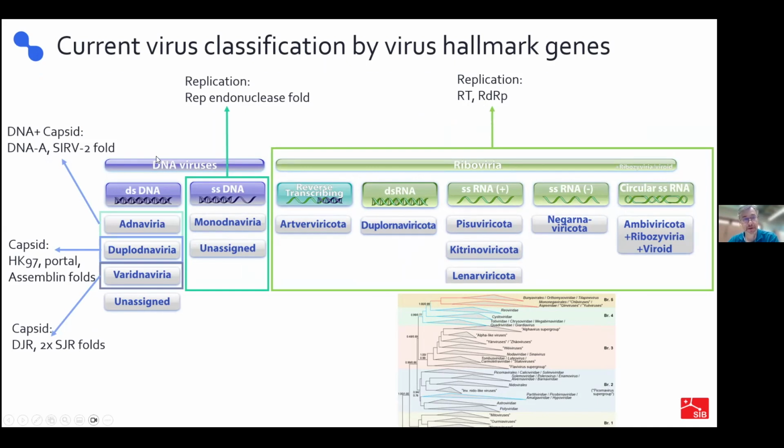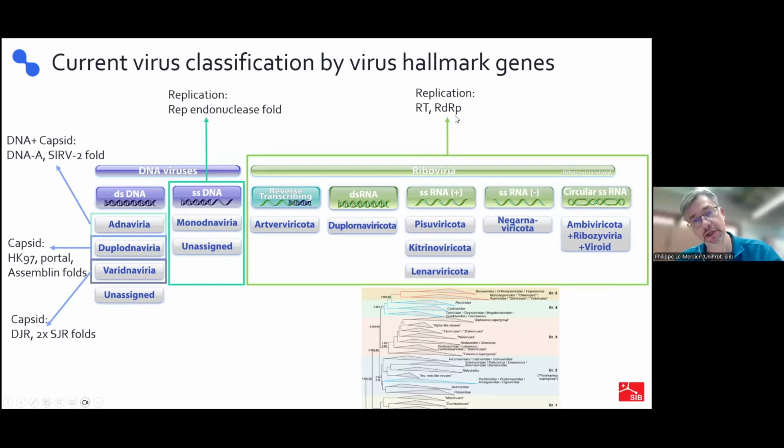For DNA viruses, we are using mostly capsids and a few other things to classify. So it's a completely different way of classification. It's not really good to compare them because here we have just one replication gene. Here we have different genes, like for example, the Duplodnaviria, in which we have the tailed phage or the herpes. They're based on HK97 fold capsid, the portal protein assembly, and so on.